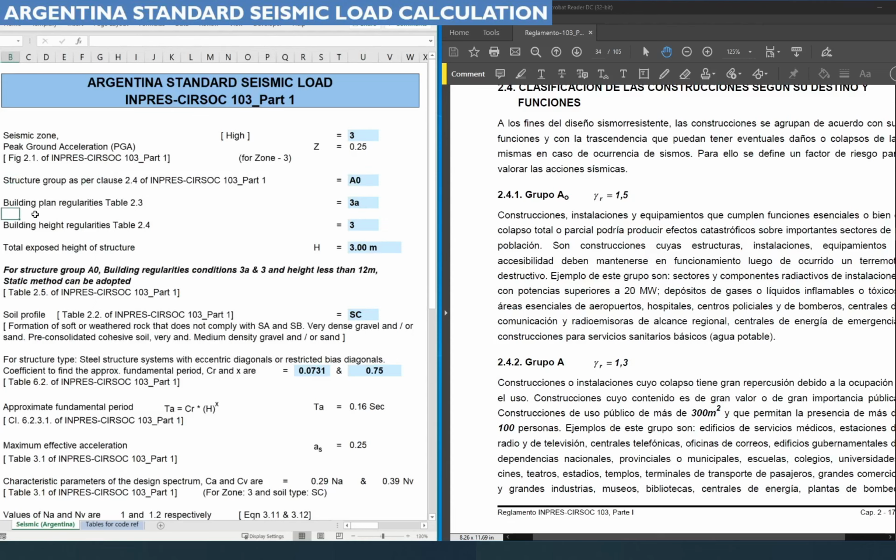The next requirement is building plan regularity as per table 2.3. For that we need to refer to page number 36.